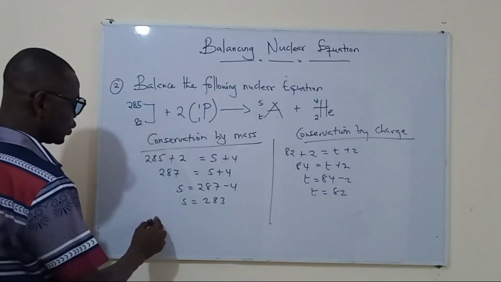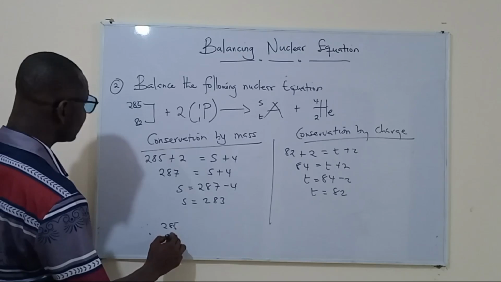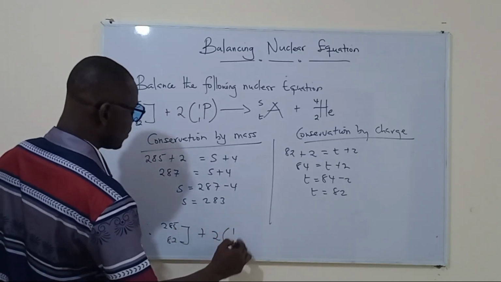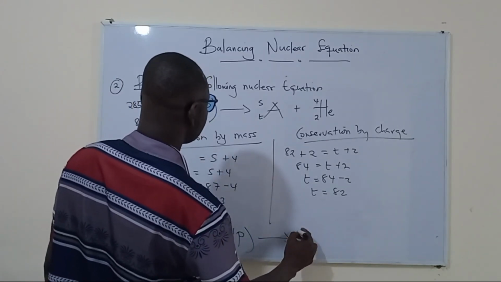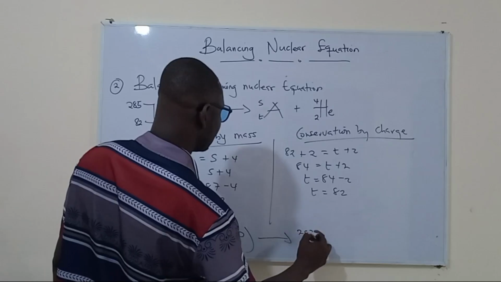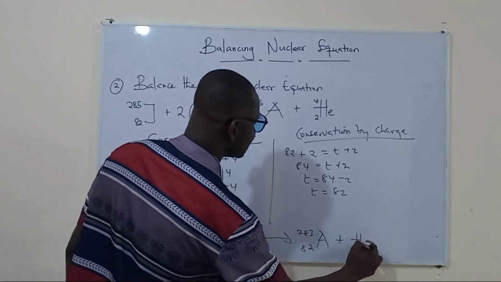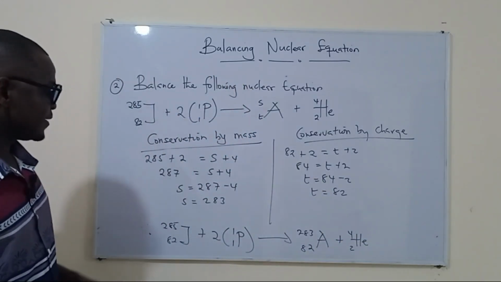So now I can conclude by saying that my balanced equation becomes 285 with atomic number 82, J, plus 2 times 1 with atomic number 1, P, giving 283 with atomic number 82, A, plus He with mass 4 and atomic number 2. So this becomes our balanced equation.